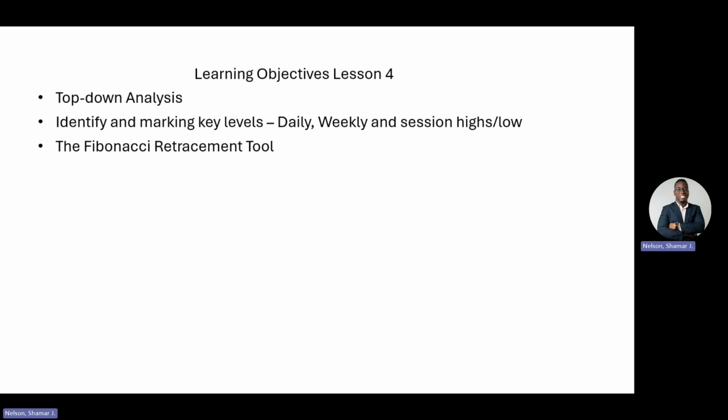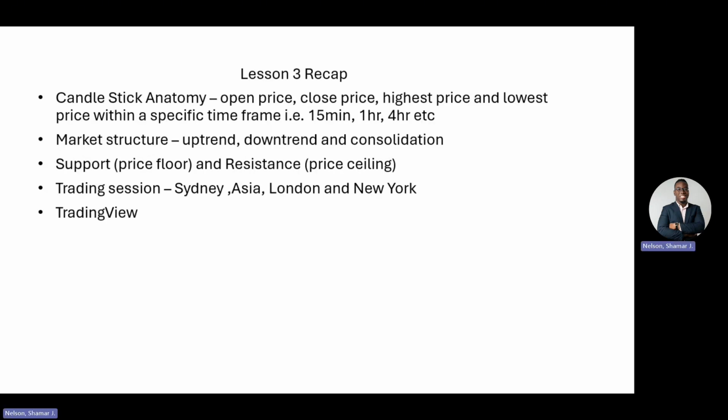So what we're going to do today is what we call top-down analysis, which is a big part of the price action I spoke about before. We're going to go through identifying and marking key levels, like your daily levels, your weekly levels, and the session highs and lows. Then we're going to go through a main tool, probably the only tool I really use, called the Fibonacci Retracement Tool. But before we get started, let's recap what we did in the last lesson.